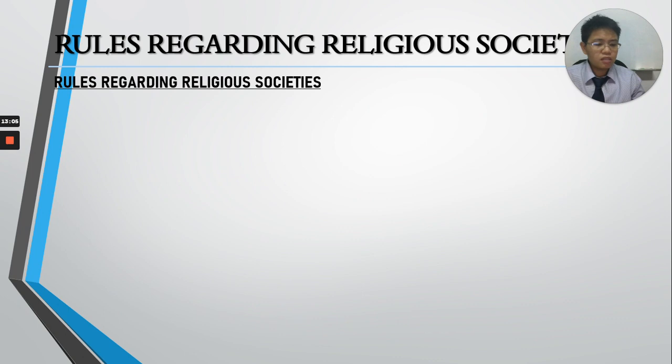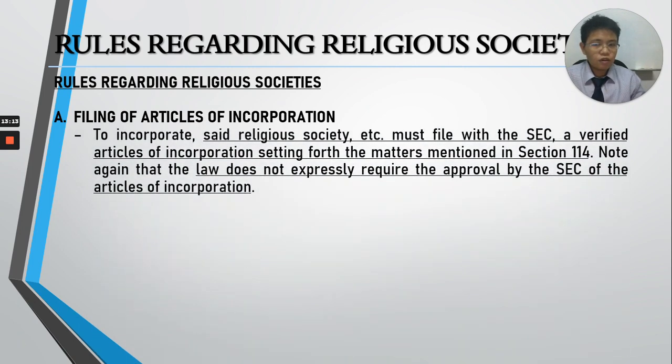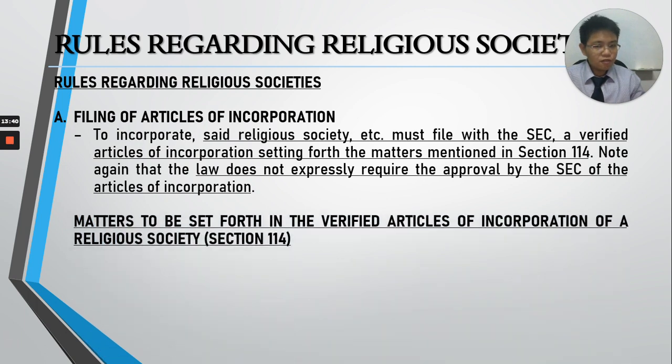So religious societies are composed again of an aggregate number of persons. So these are the rules. In case of the articles of incorporation, kailangan din nilang mag-file ng verified articles of incorporation to the SEC, which will set forth the matters required under section 114. Again, the law does not require approval by the SEC nung articles of incorporation ng isang religious society. Now, matters to be set forth in the verified articles of incorporation of a religious society.